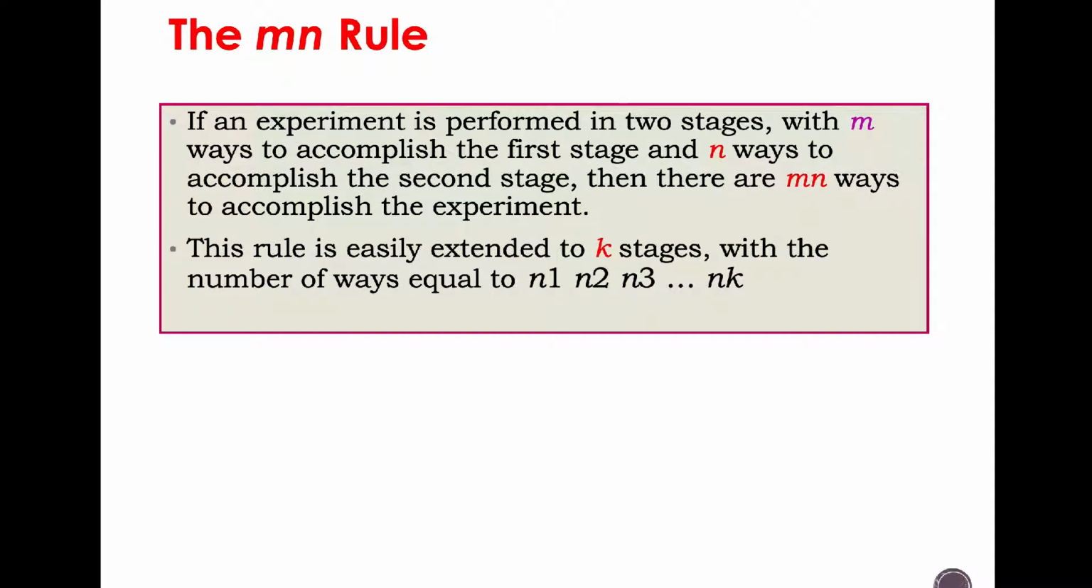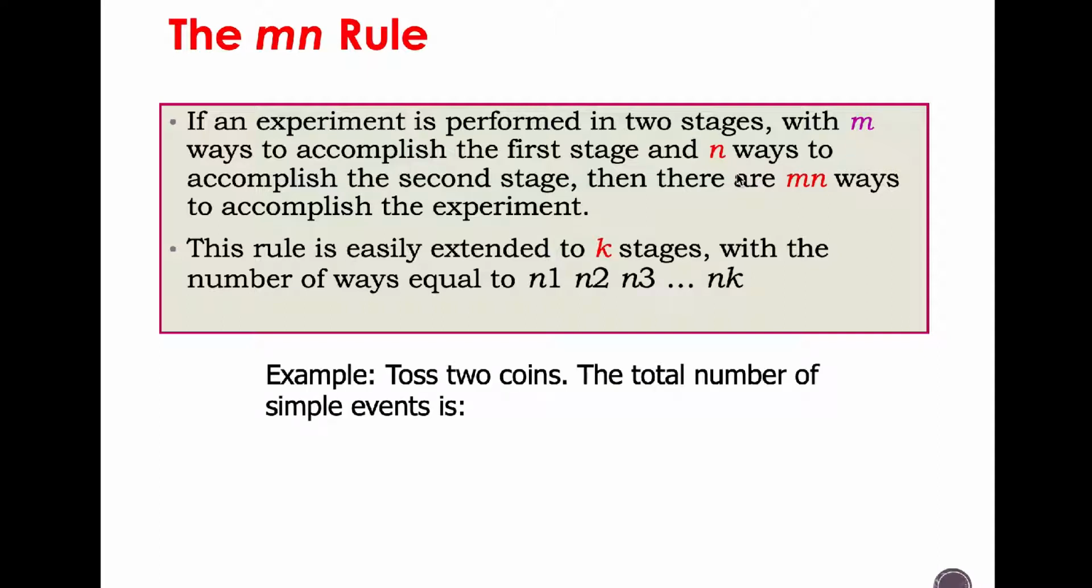Okay, so the MN rule. If an experiment is performed in 2 stages with M ways to accomplish the first stage and N ways to accomplish the second stage, then there are MN ways to accomplish the experiment. This rule is easily extended to k stages with the number of ways equal to N1, N2, N3, up to Nk.